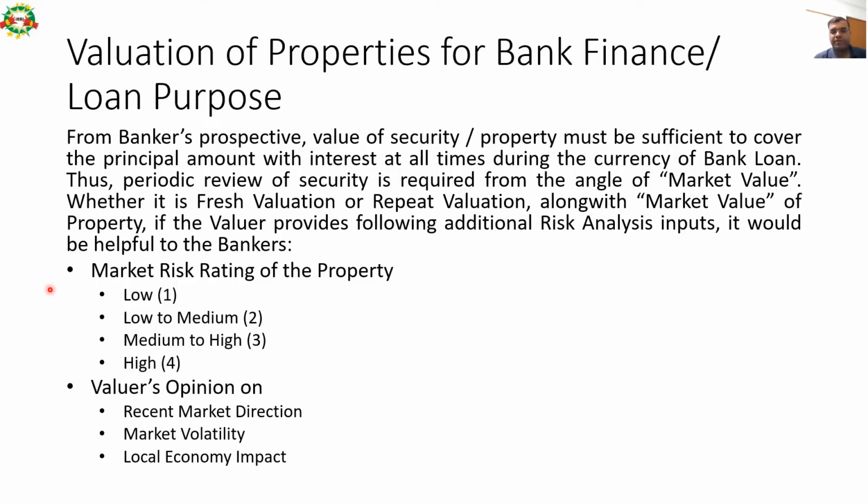So the first parameter which as a valuer I should report in my valuation is the market risk rating of the property. Properties can be classified into 4 types of segments: low, low to medium, medium to high, and high. The second is the valuer's opinion on recent market direction. Then we can also put in some information on this piece. Then valuer's opinion on market volatility, and valuer's opinion on local economy impact.